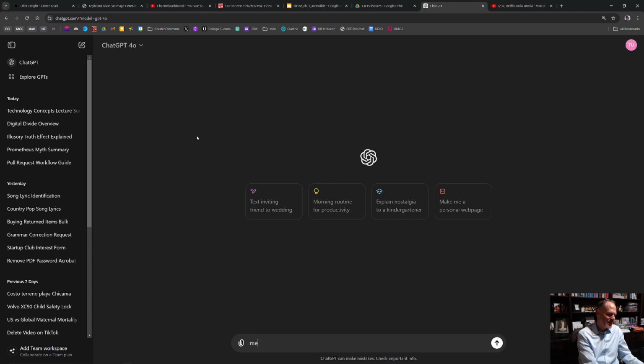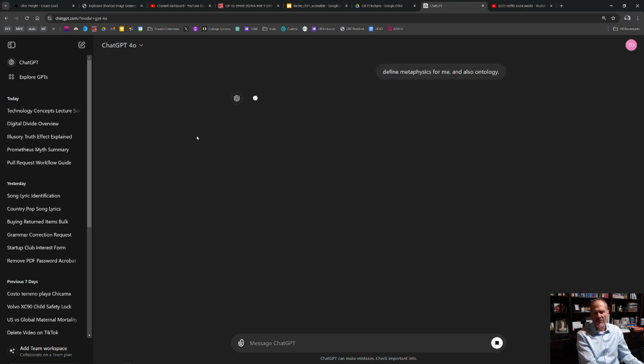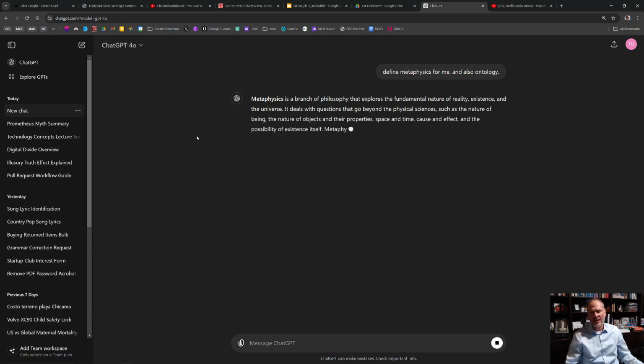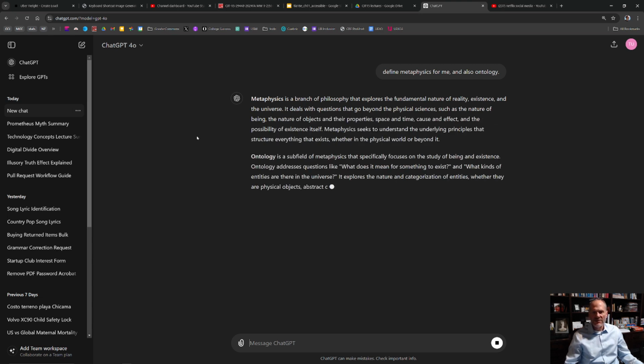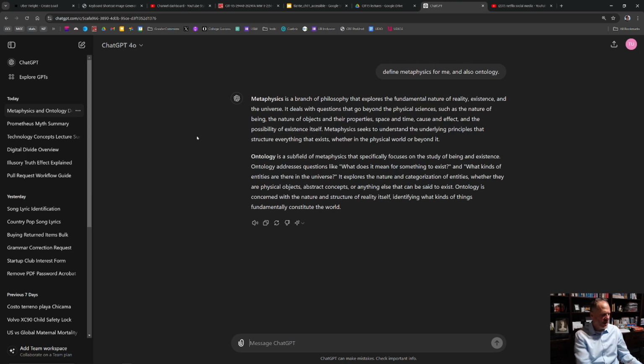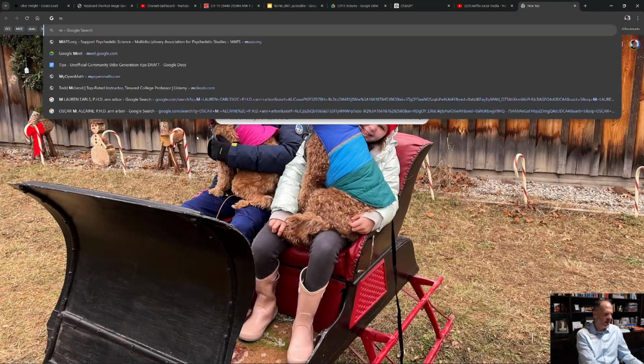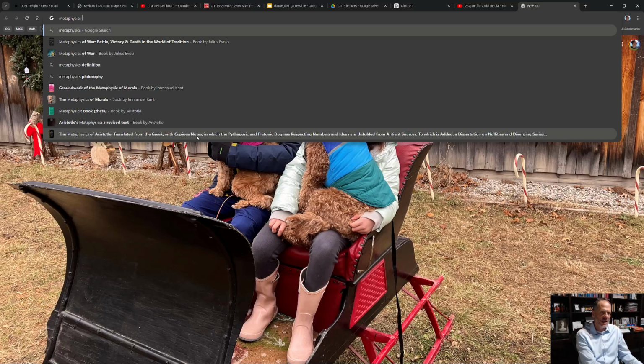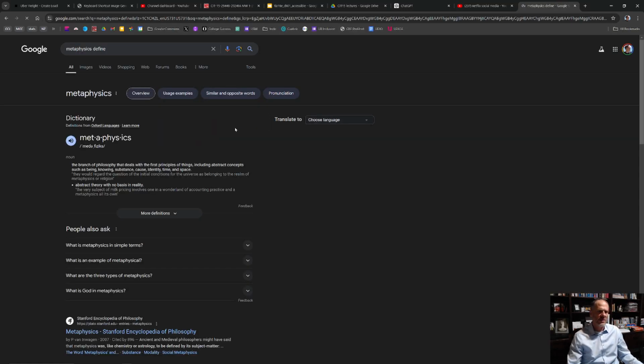But metaphysics is the study in philosophy of first principles. So define metaphysics for me, and also ontology. Metaphysics is a study of first principles like nature, being, life: how does it exist? How do we exist? And ontology is a subfield of metaphysics which deals with the nature of being. Actually, I like the definitions here, so sometimes a search engine is more useful than ChatGPT.